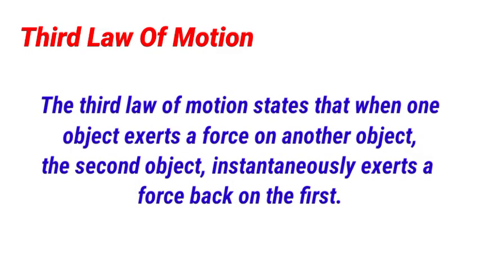The third law of motion states that when one object exerts a force on another object, the second object instantaneously exerts a force back on the first. These two forces are always equal in magnitude but opposite in direction. These forces act on different objects and never on the same object.